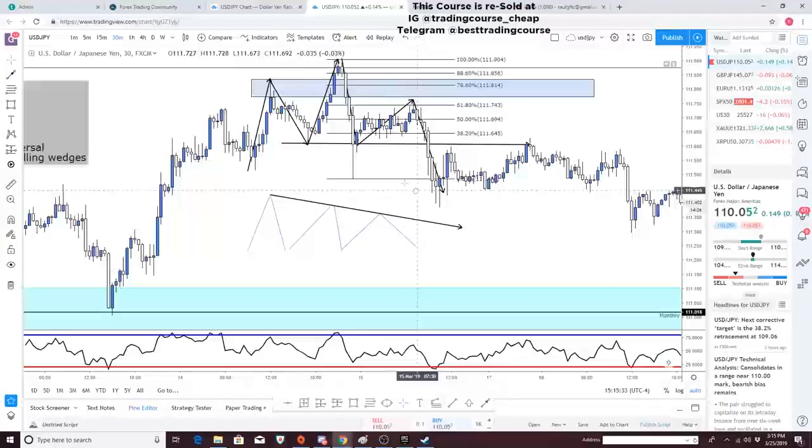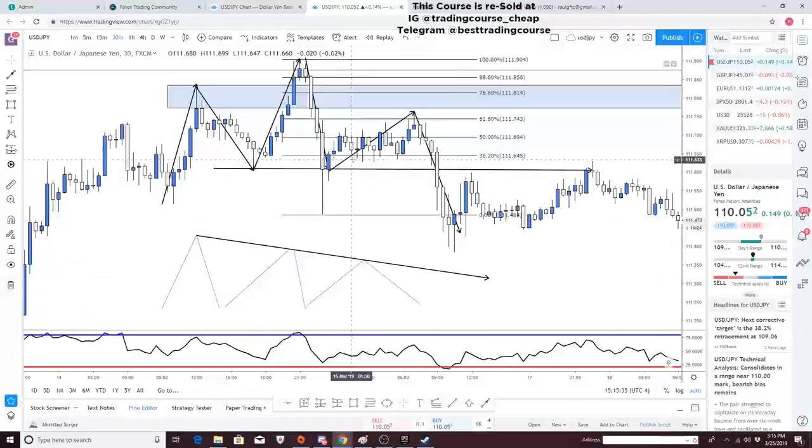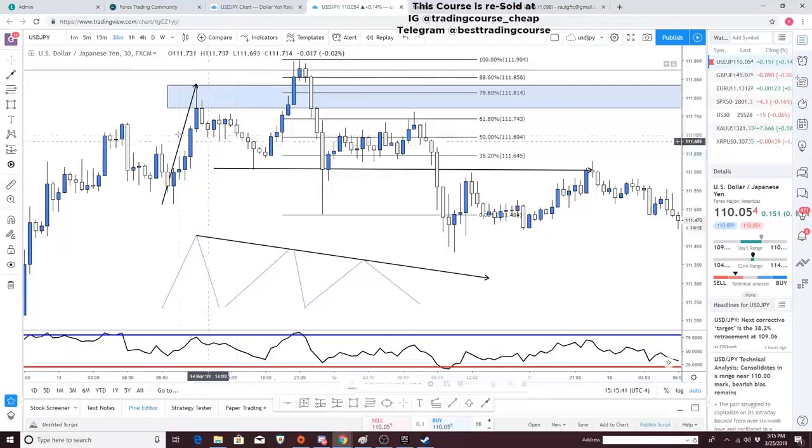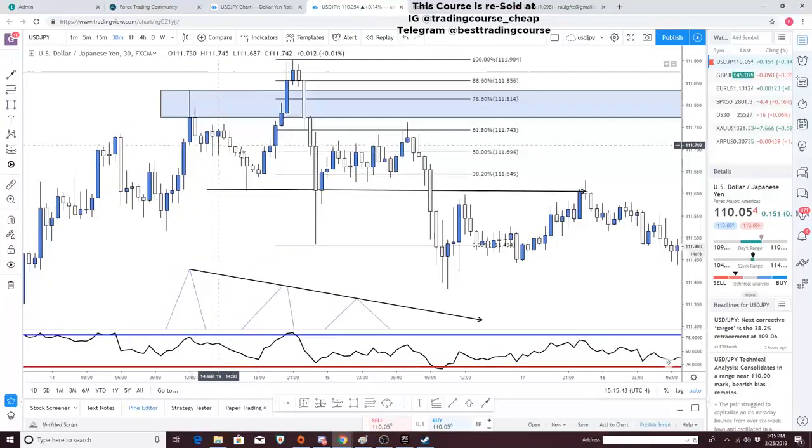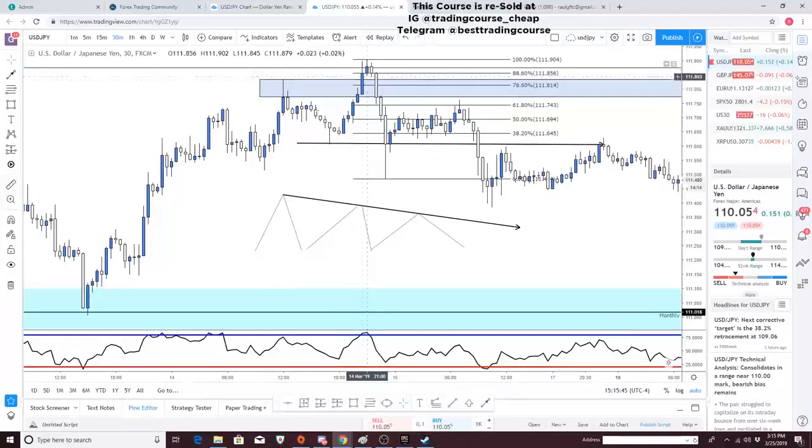Now remember, in this specific example, it's not the best, especially since we're on a lower time frame, but this is just where I saw it form. So we have the left shoulder, we have the head, then the market came down, formed a low, then we came up and formed the right shoulder.